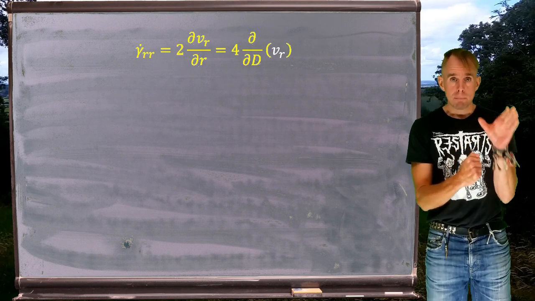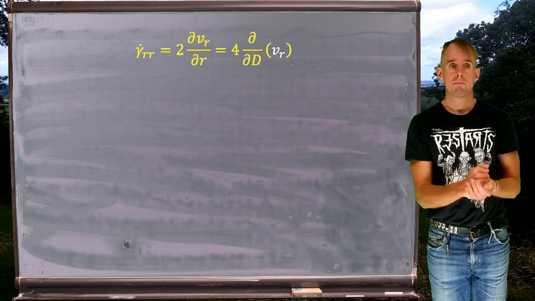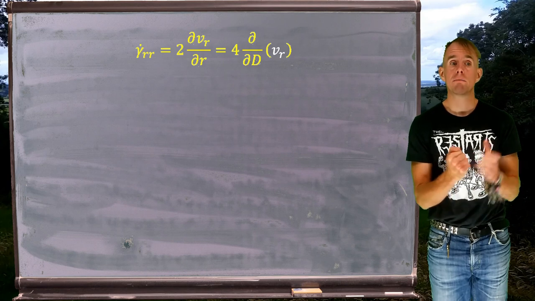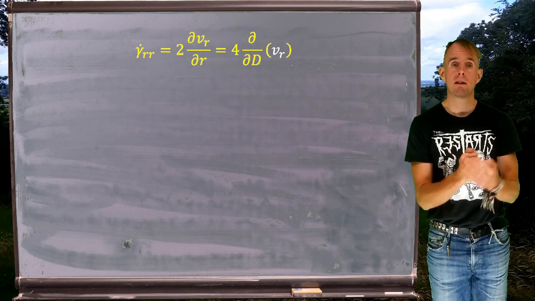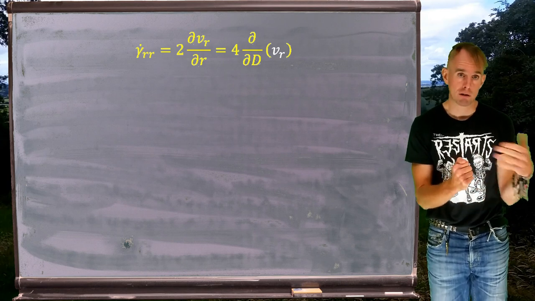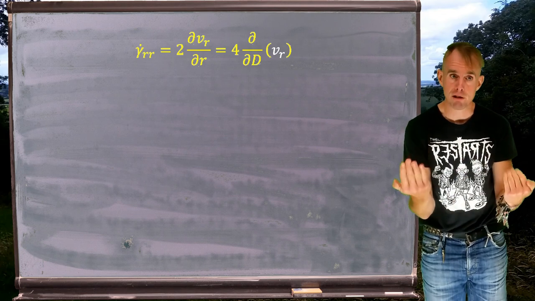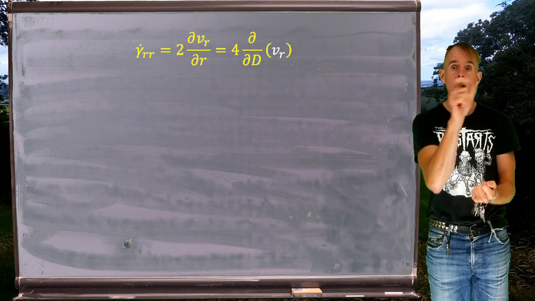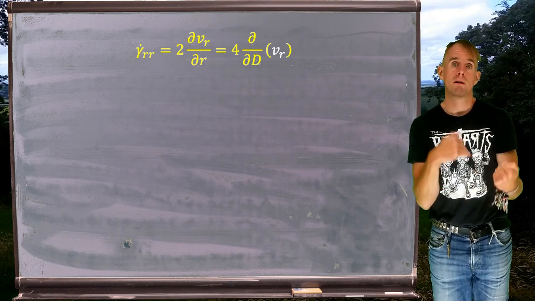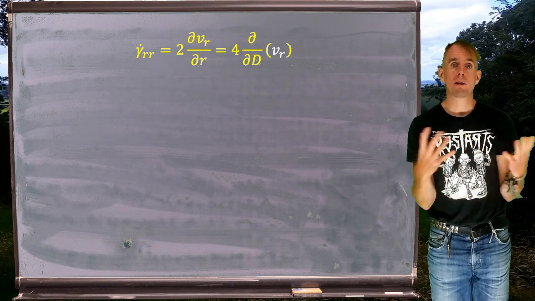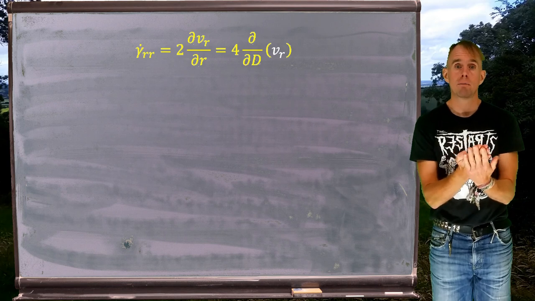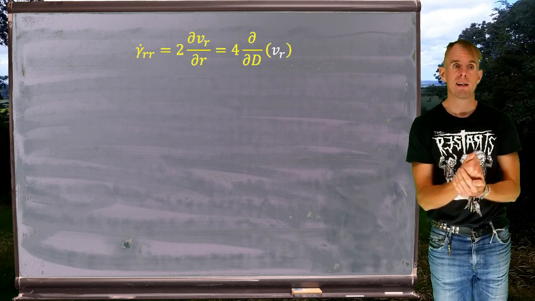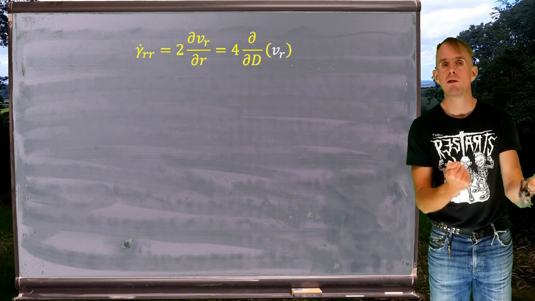When we look at the components of the rate of strain tensor, in pure elongation, gamma dot rr is simply 2 times dvr by dr, by definition. Remember, it's a factor 2 because you've got the grad v plus the grad v transpose, and on the principal diagonal, the terms are the same in the non-transpose and the transpose form. And so when you add the two together, you simply end up with twice the value of whatever the original term was on the principal diagonal. So gamma dot rr is 2 times dvr by dr.